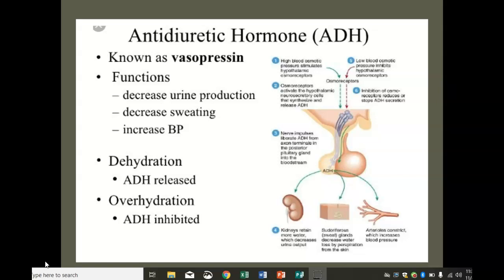So when you get dehydrated, that's when ADH is released. When you're overhydrated, ADH is going to be inhibited, and that's going to cause the movement of water back into the nephrons in your kidneys and back into your bladder. So it would store that water away into your bladder.